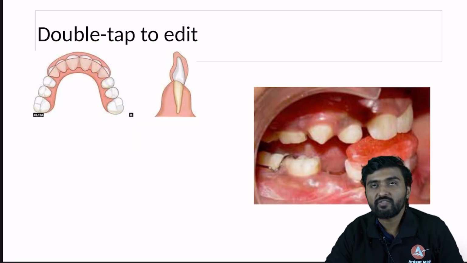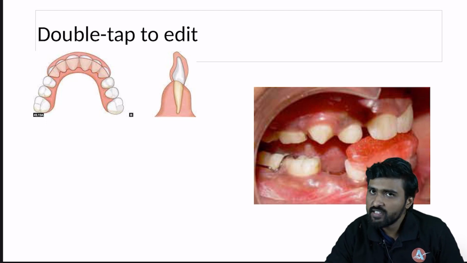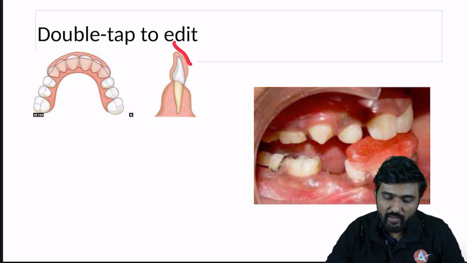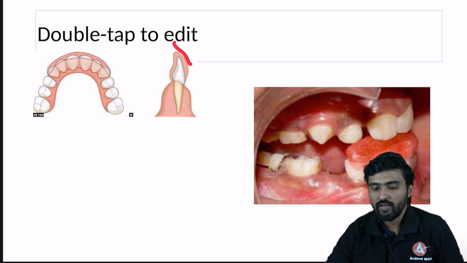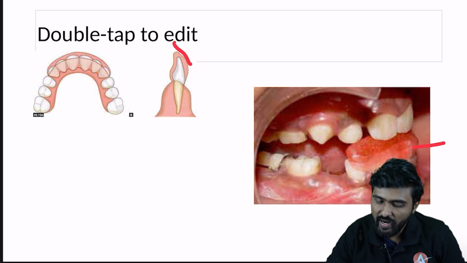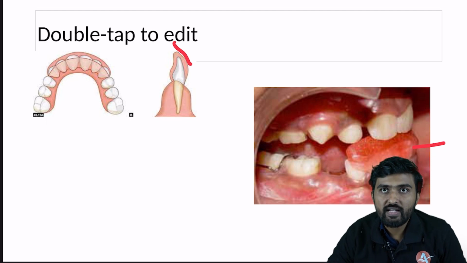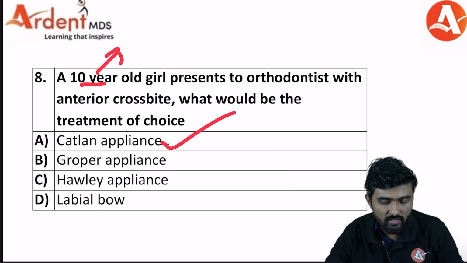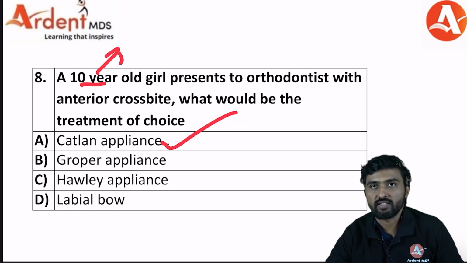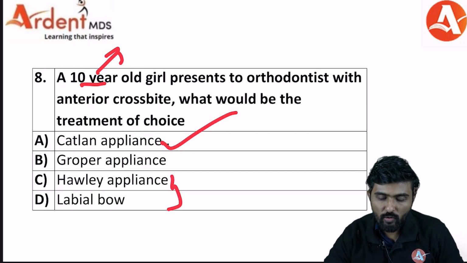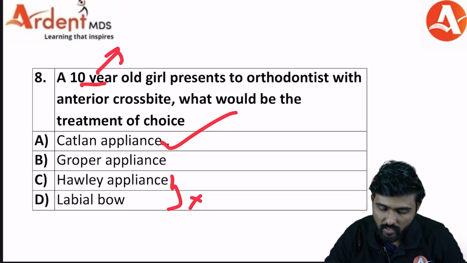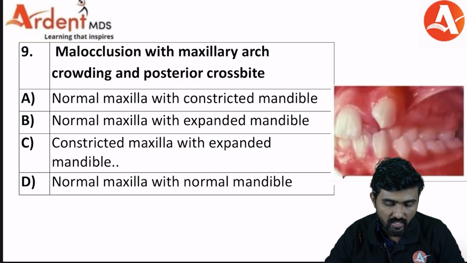For such patients, we have to go for a removable appliance called Catlan's appliance, which is basically cemented in the lower dentition, and this appliance is fabricated at 45 degrees. After having this appliance, when the patient bites over it, the maxillary anterior dentition, which is in crossbite, tends to move forward and the bite gets corrected, right? So the answer for this question would be Catlan's appliance. Obviously, the Hawley's and labial bow are more or less similar, and they retrocline the maxilla, so they are not an option. The correct option is Catlan's appliance.